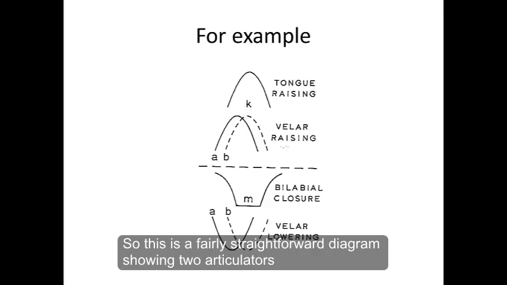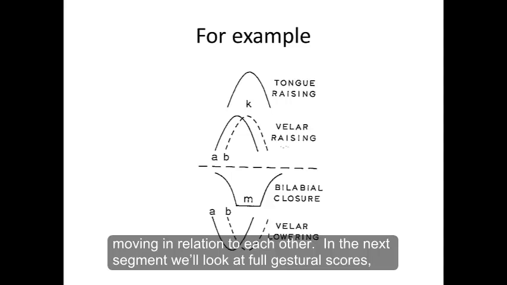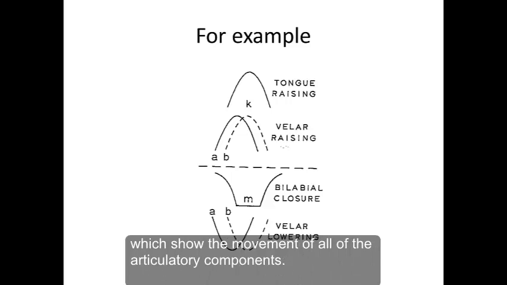So this is a fairly straightforward diagram showing two articulators moving in relation to each other. In the next segment, we'll look at full gestural scores, which show the movement of all of the articulatory components.